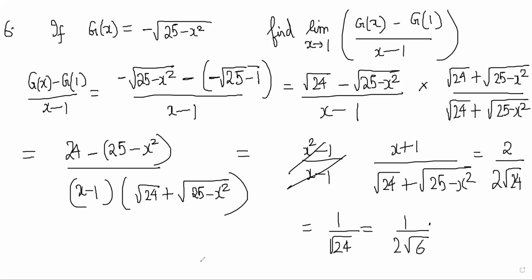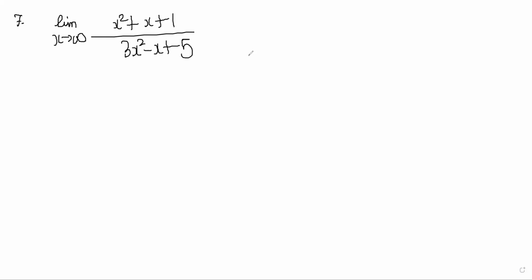Let's look at another type. Limit of x tends to infinity, x square plus x plus 1 by 3x square minus x plus 5. x tends to infinity means x becomes really large.